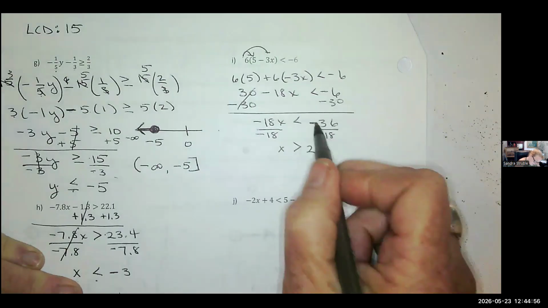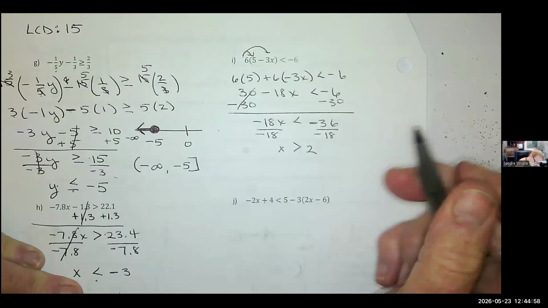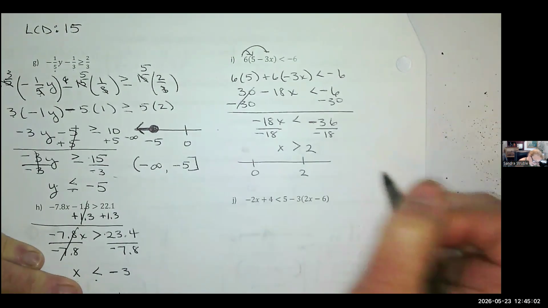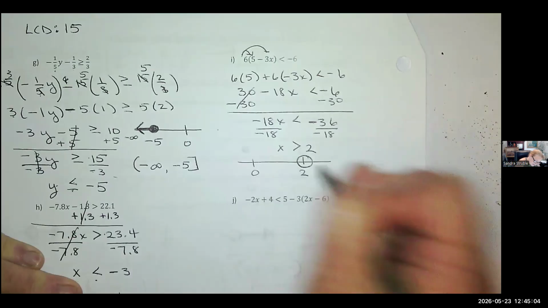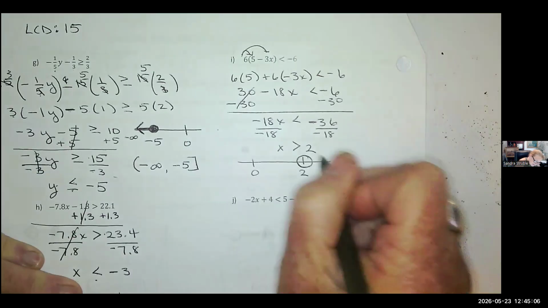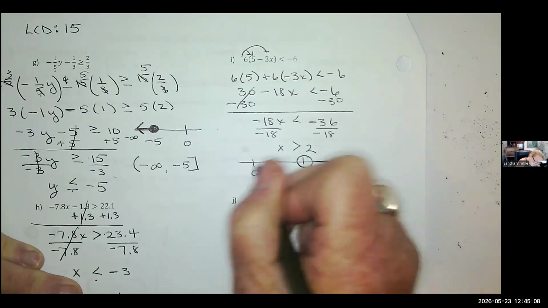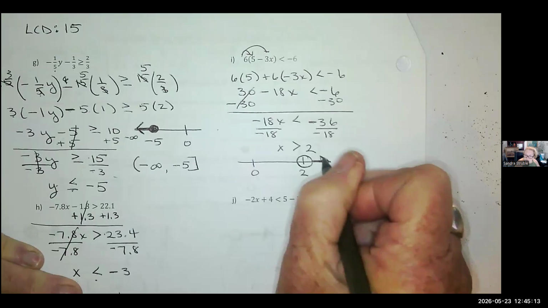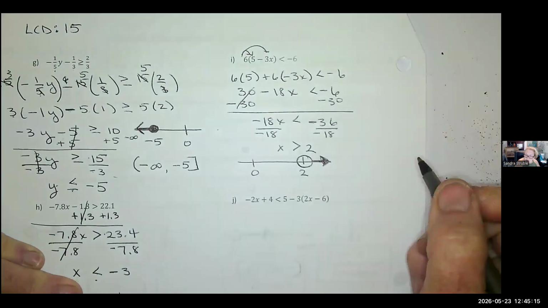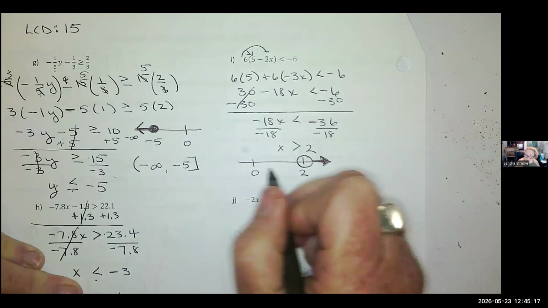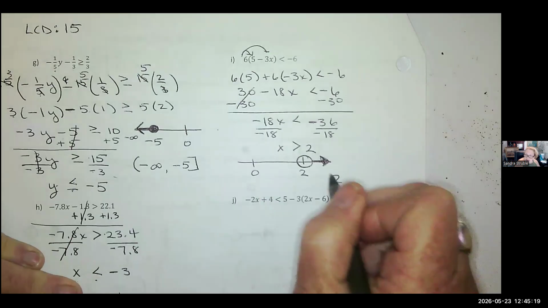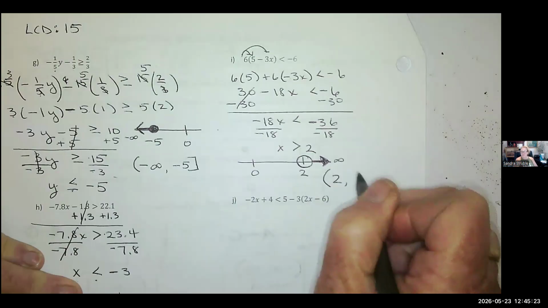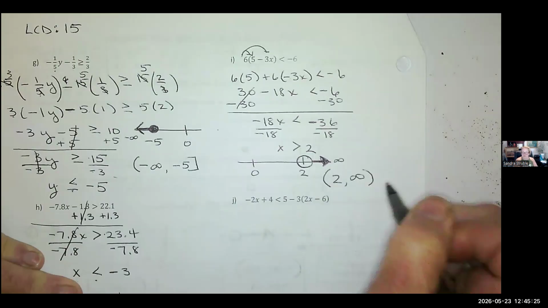Let's do our number line. 0, 2. There's not an equal sign, so you get a circle instead of a dot. And then x is greater than, so 0 is less than 2, so it must go off to the right. Last thing is to create your interval notation. Left to right, we start with 2. It is not included because it is a circle. And then it's headed off towards positive infinity, which also gets a parenthesis.